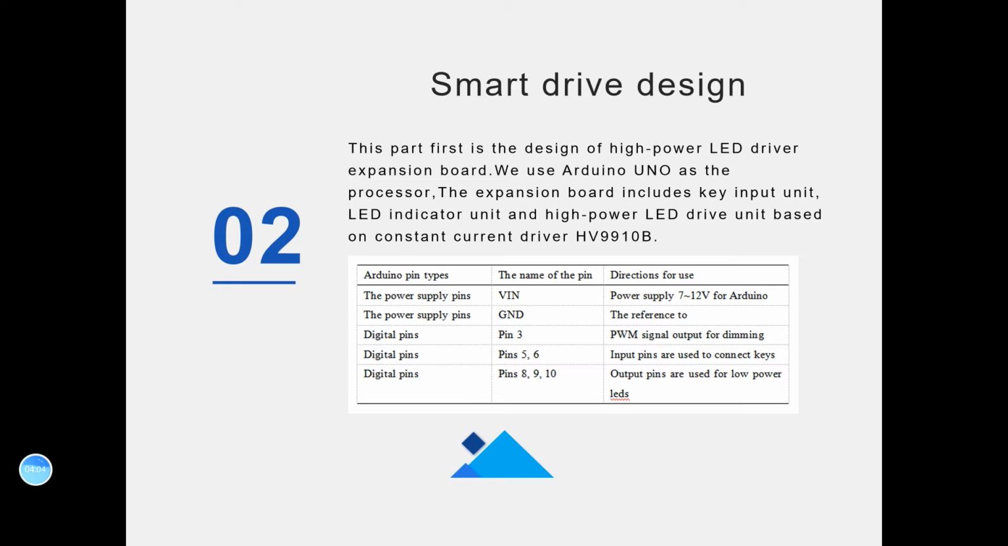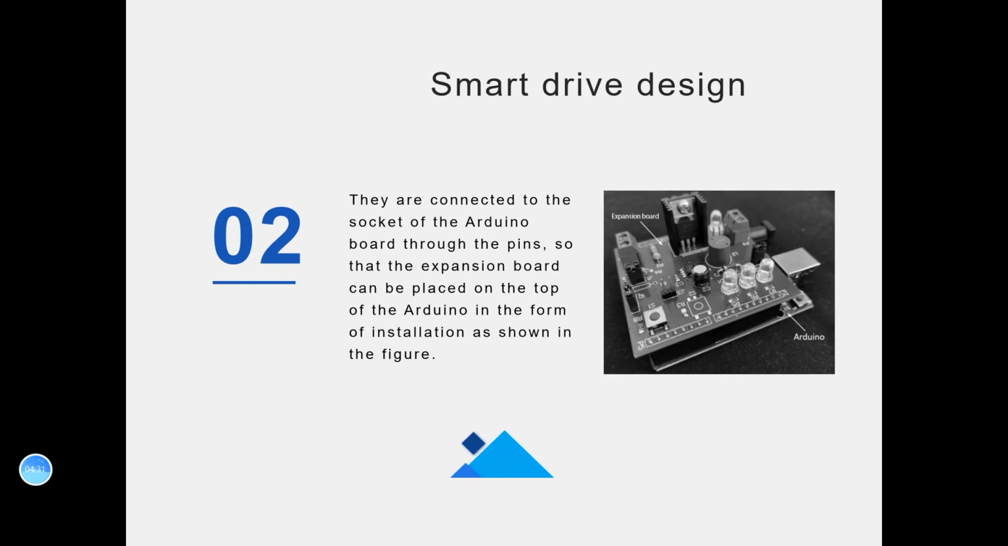The LED indicator unit consists of 3 straw-hat encapsulated LEDs and displays the duty ratio of the current PWM signal with a combination of light or dark states. The content on the table is the Arduino UNO pins used by the expansion board. The inside pins go into the sockets of the Arduino board so that the extension board can be placed above the Arduino in the installation, as shown in the figure.